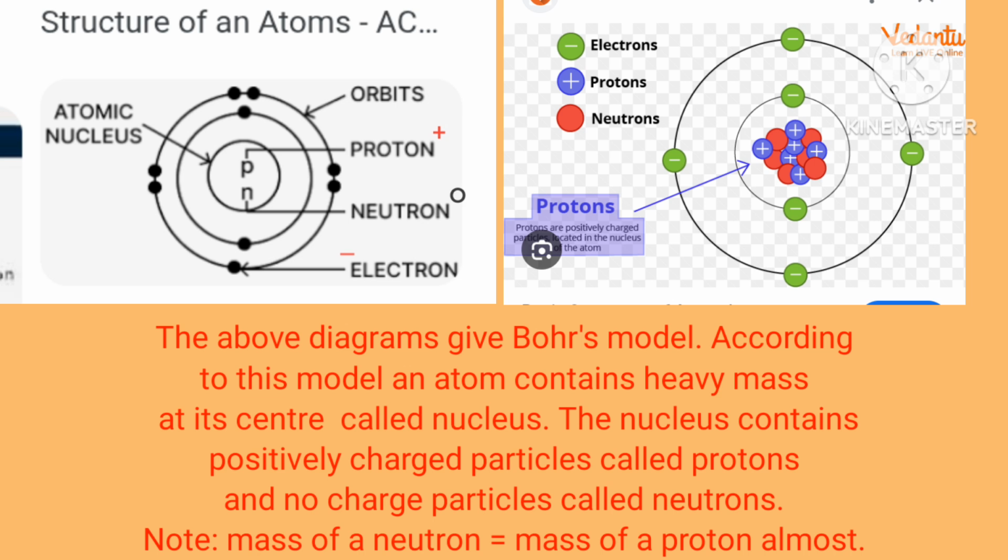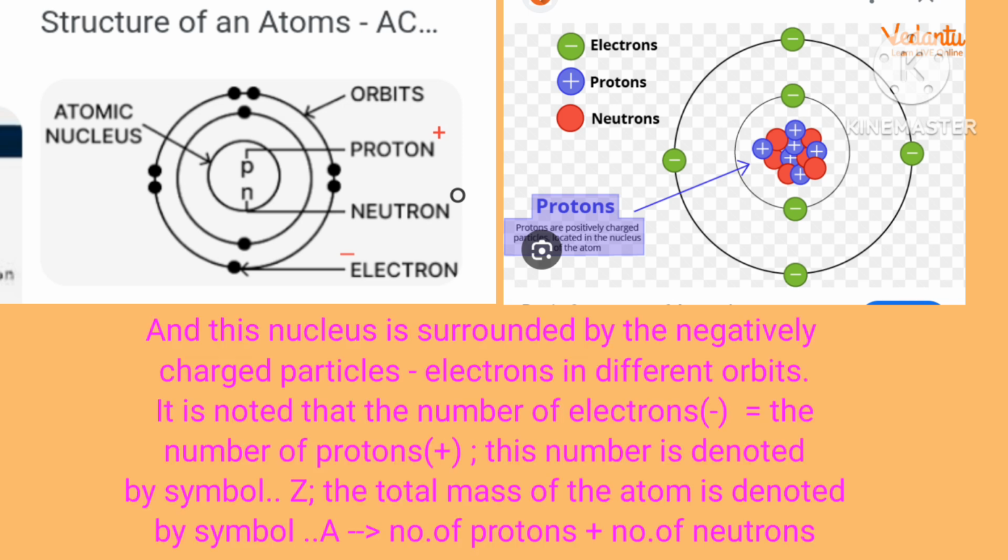The above diagrams give Bohr's model. According to this model, an atom contains heavy mass at its center called nucleus. The nucleus contains positively charged particles called protons and no charged particles called neutrons. Note, mass of neutron is almost equal to mass of a proton. And this nucleus is surrounded by the negatively charged particles, that is electrons, in different orbits.